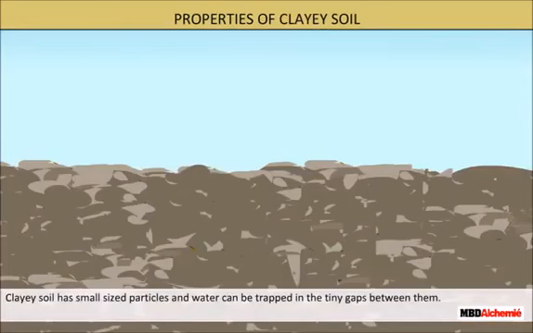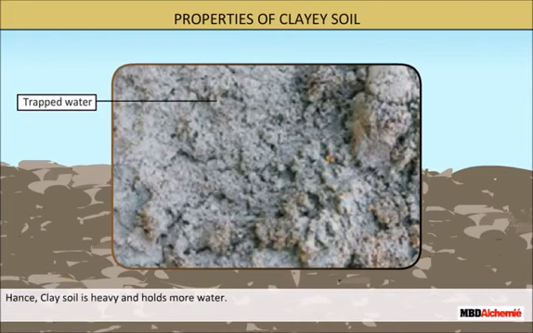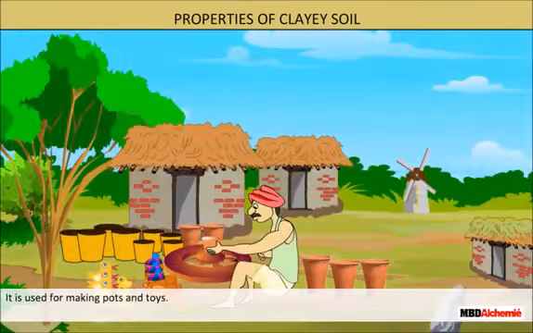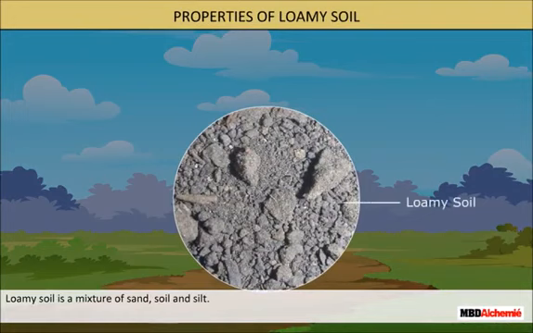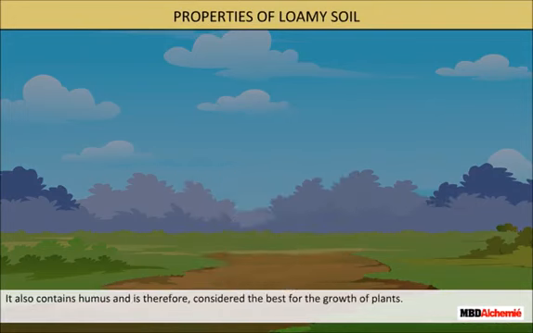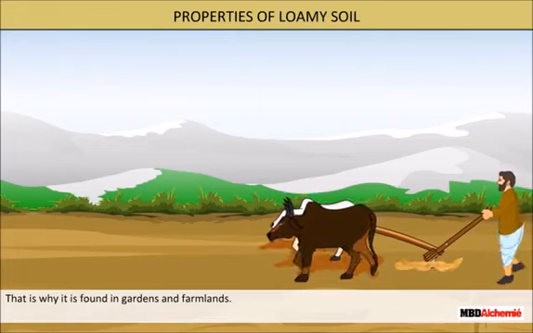Clayey soil has small-sized particles and water can be trapped in the tiny gaps between them. Hence, clay soil is heavy and holds more water. It is used for making pots and toys. Loamy soil is a mixture of sand, clay and silt. It also contains humus and is therefore considered the best for the growth of plants. That is why it is found in gardens and farmlands.